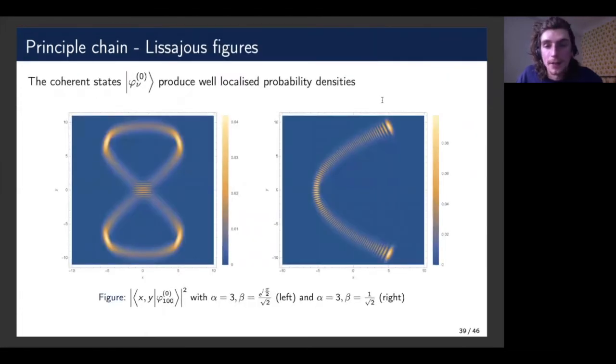Also, in terms of their classical correspondence, the states phi nu, these are the states in the principal chain, in the first chain, their probability distributions are concentrated on the spatial distribution of the classical 2-1 anisotropic oscillator. And these are the two extreme Lissajous figures, where if we have a relative phase between alpha and beta, we get the typical figure of eight, whereas if there is no relative phase between them, we get this sort of bow shape. And so in this sense as well, they are good candidates for coherent states of the 2-1 oscillator.